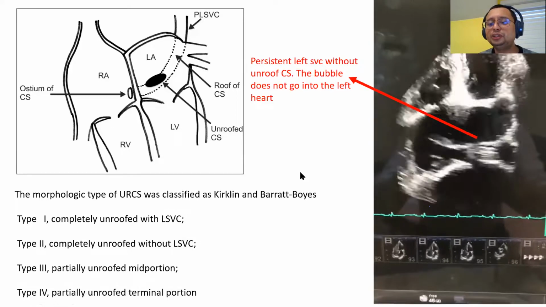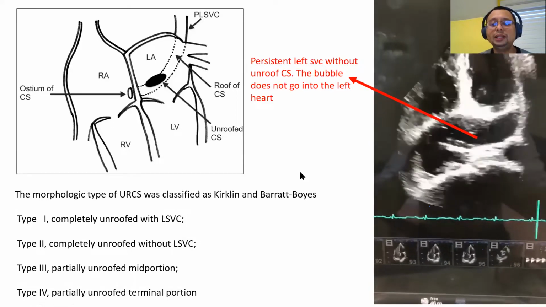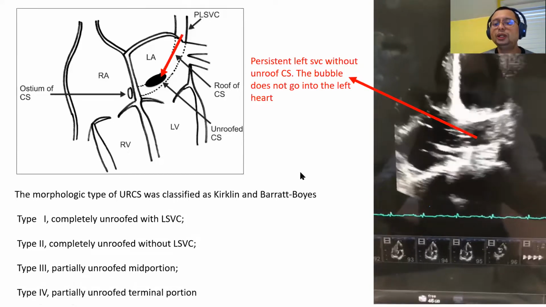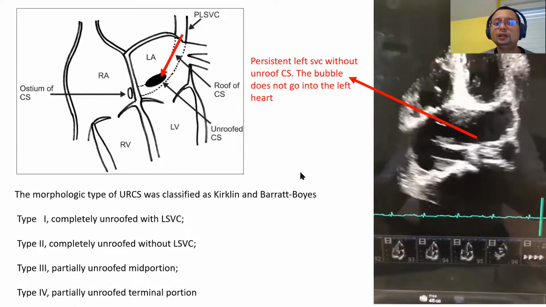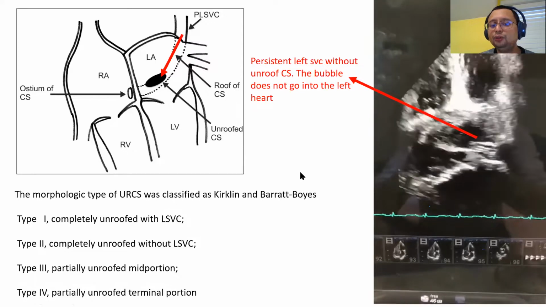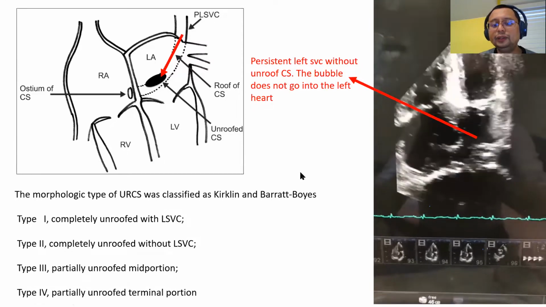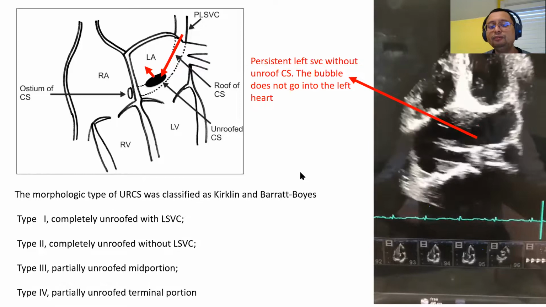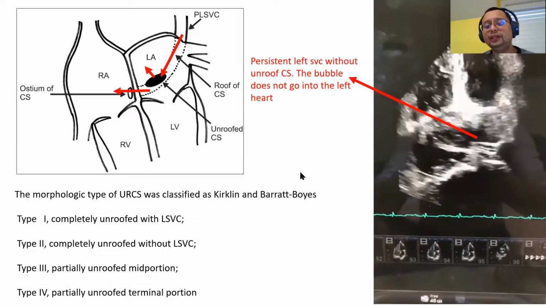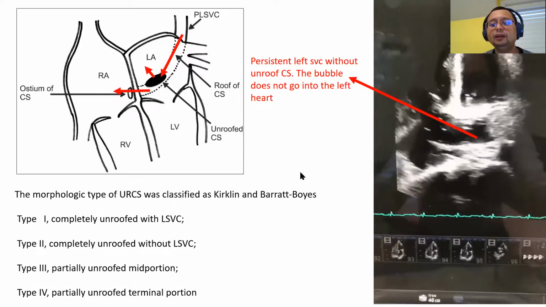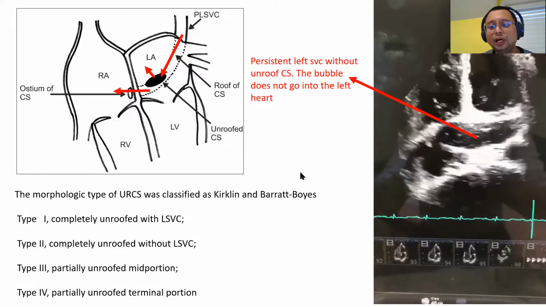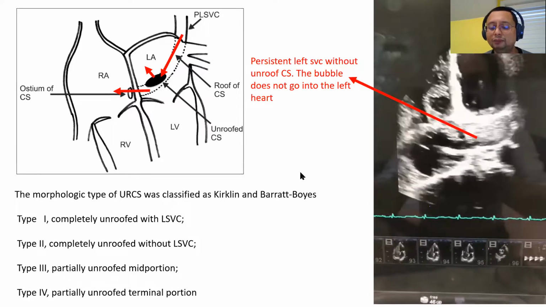If you look at the picture, I'll show you where the bubble goes. In the picture, the cartoon, the bubble goes to the left brachial vein, goes to the left superior vena cava, goes to the coronary sinus, then it will be shunted to the LA and to the LV, and also to the RA and RV. So the left side of the heart will have bubble. If there is no unroofed CS, only the right side of the heart will have bubble. Okay.